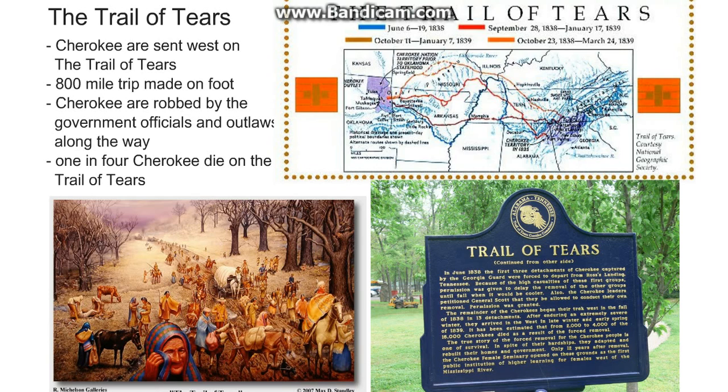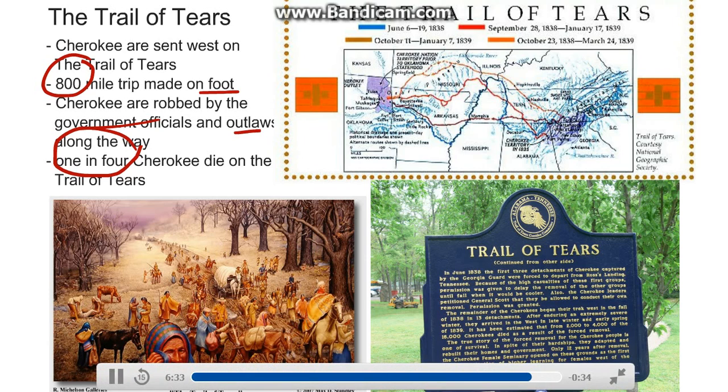The Cherokee are sent west on the Trail of Tears, regardless of them winning the court case with Worcester versus Georgia. It was an 800-mile trip, and it was made on foot. Cherokee are robbed by the government officials along the way, by outlaws, and there's a lot of sickness and death along the way as well. 1 in 4 of the Cherokee die along the Trail of Tears.